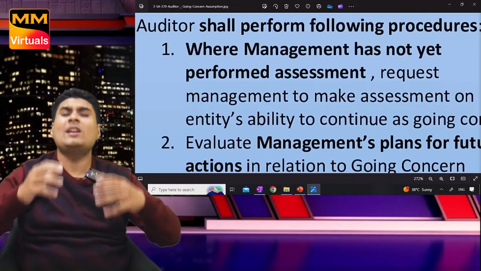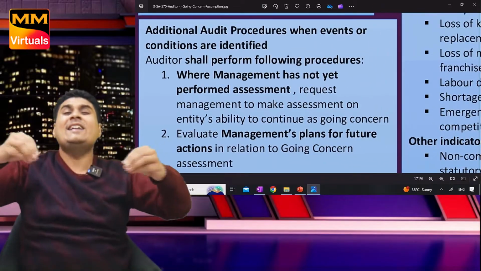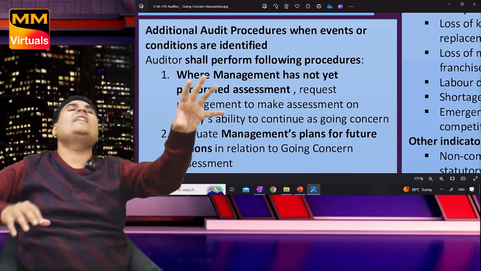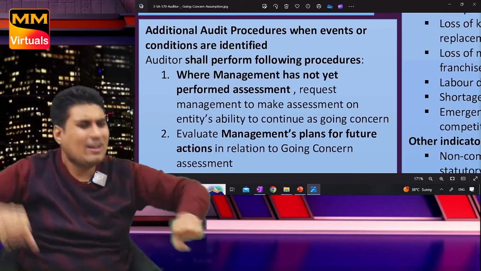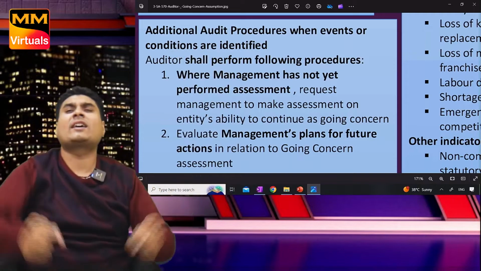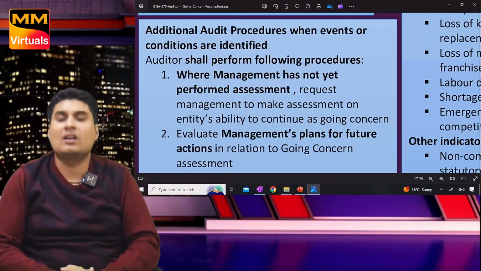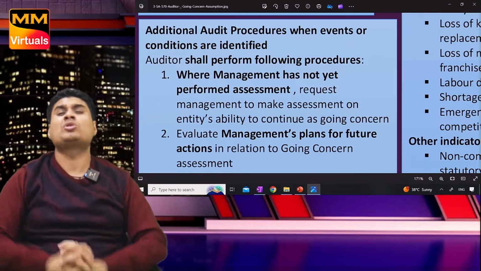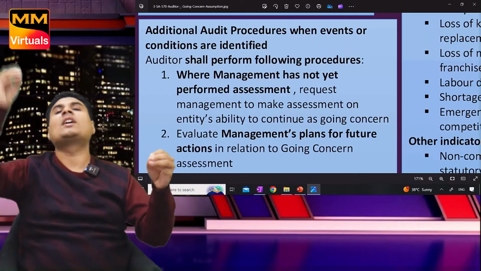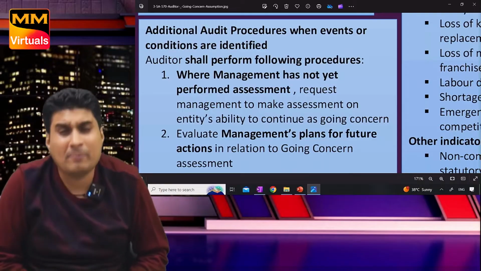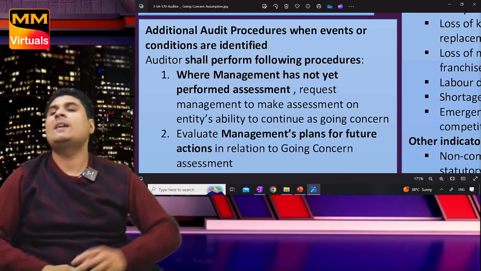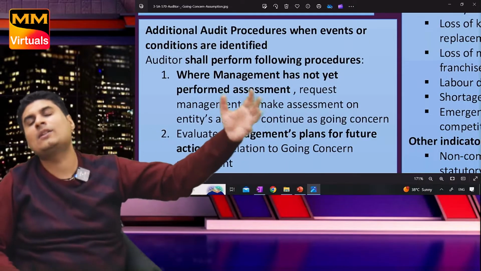Tell me additional procedures. When are these done? Additional procedures are done when events or conditions are identified. Whenever there is an event, whenever there is a condition, we will do additional procedures. The auditor shall perform additional procedures only when events or conditions are there. Number one, when management has not yet made an assessment, tell management to make an assessment of going concern.